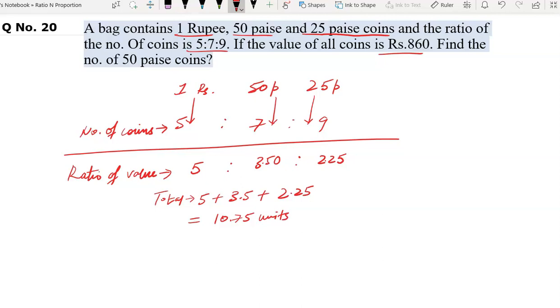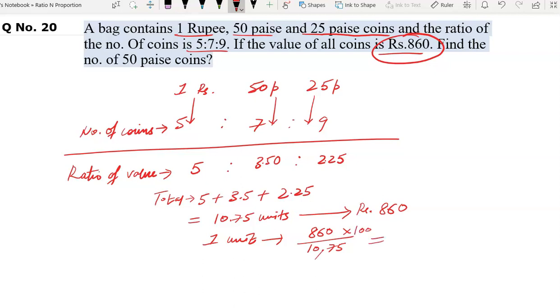Now the total value of all the coins is rupees 860. This is given in the question. So 10.75 units represents how much? Rupees 860. So 1 unit will represent 860 divided by 10.75. If we remove the decimal, we'll have to multiply by 100, and if we solve this, we will get 1 unit as rupees 80. So 1 unit represents 80.